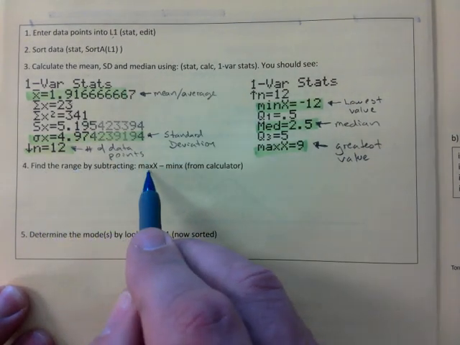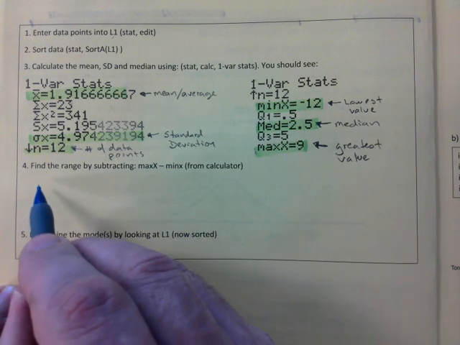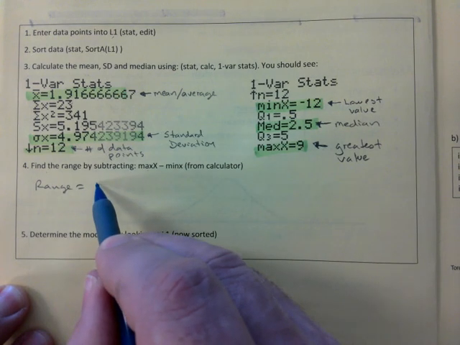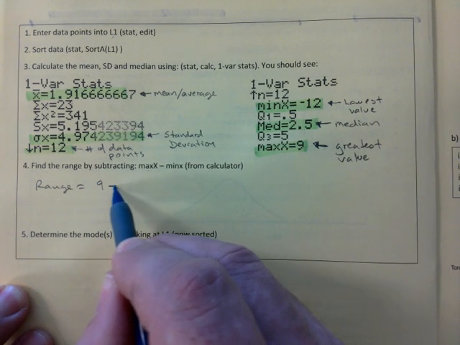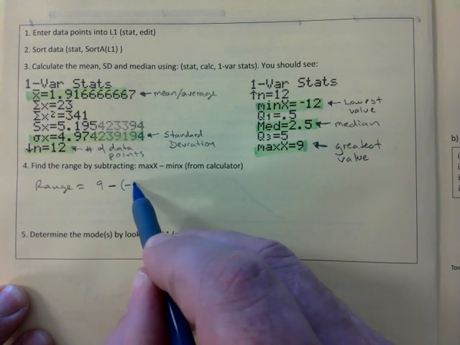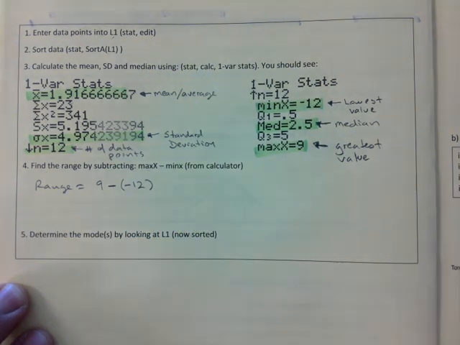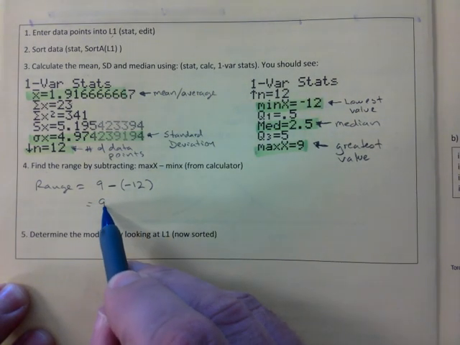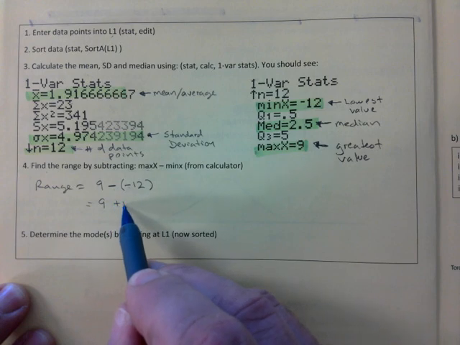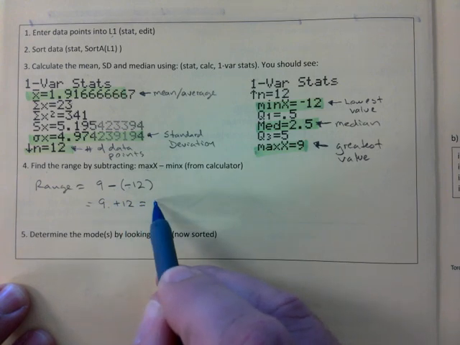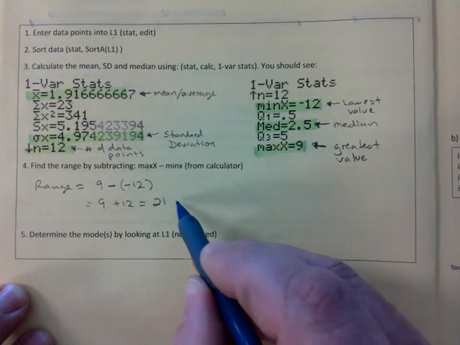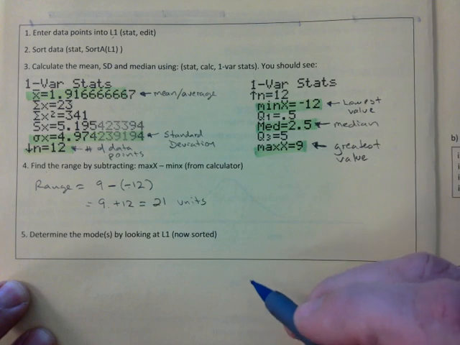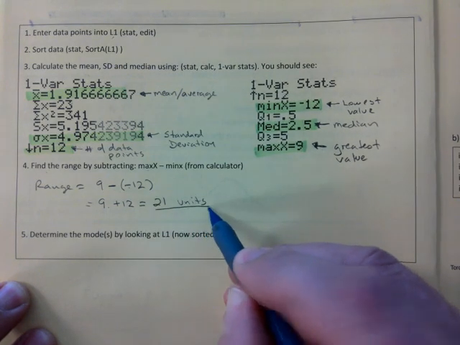Find the range by subtracting max x minus min x, okay? So the range is max x is 9 minus min x is negative 12. Watch the double negatives, right? And so this is really 9 plus 12, right? It's 21 units. Okay.